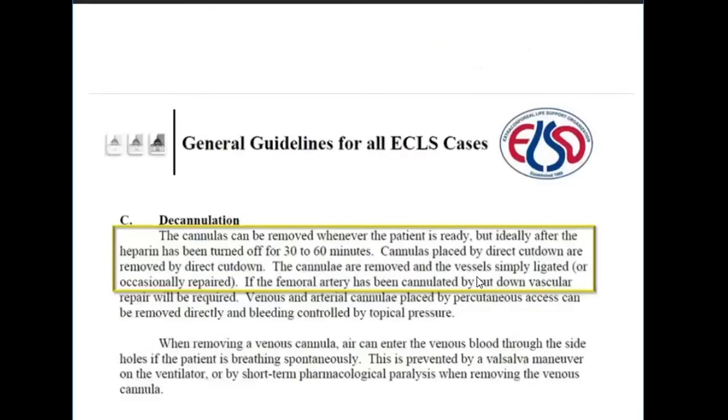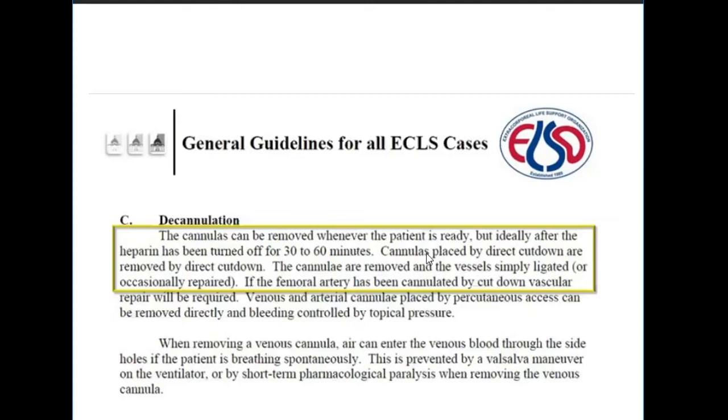This is how to decannulate. I'm not going into detail on how to decannulate, but simply, if you have done a percutaneous cannulation, the decannulation is very simple. You can just remove the cannula, put in a suture, and apply a pressure dressing there.